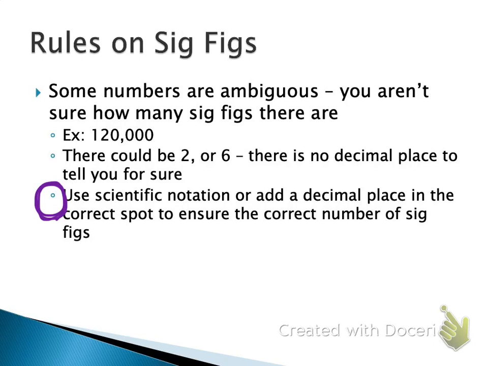So let's say that I wanted to express this value, 120,000, with only 3 significant figures. Is it possible for me to do that? Don't tell me how yet, but tell me if you think I could do that. Like a yes or a no. Is it possible for me to express this value with 3 sig figs? Yes, it is. How do I do it?